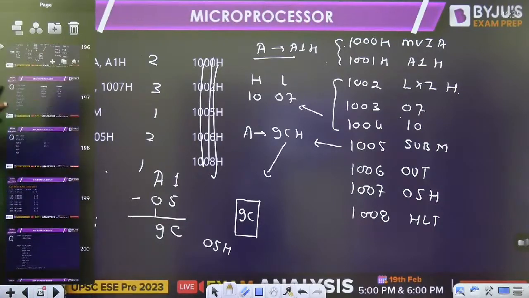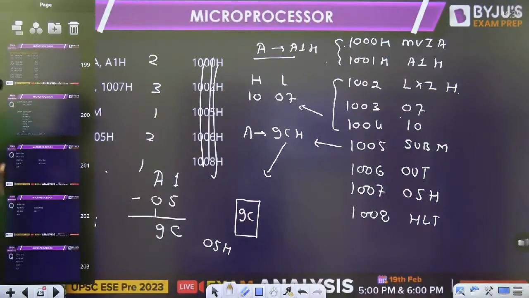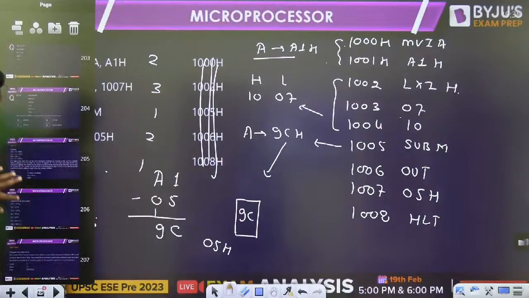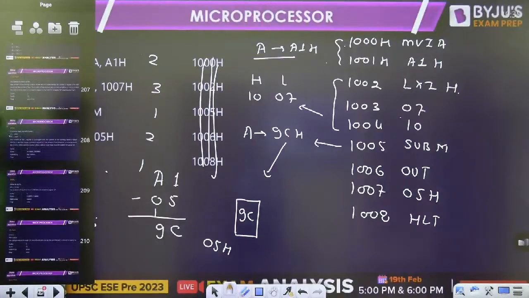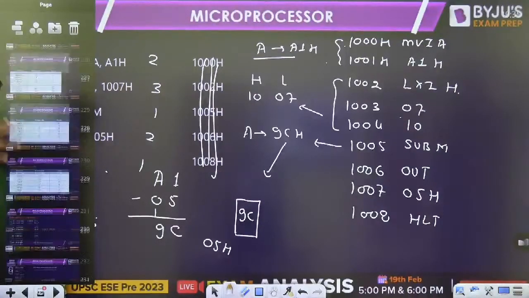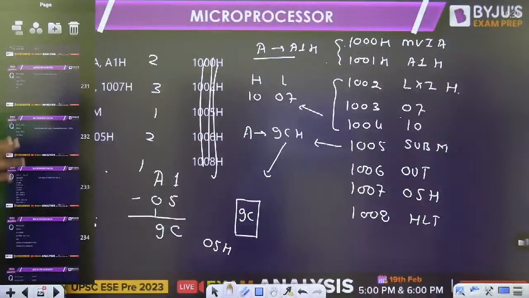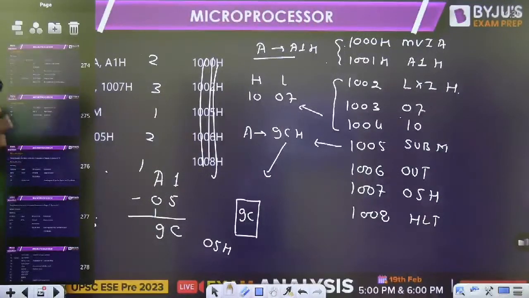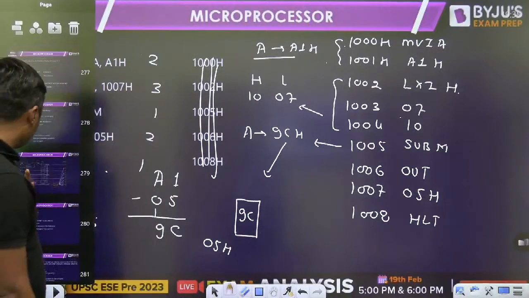So guys, this is about the microprocessor. So revise this type of question, right? I've already tried to give you all the important points regarding that.